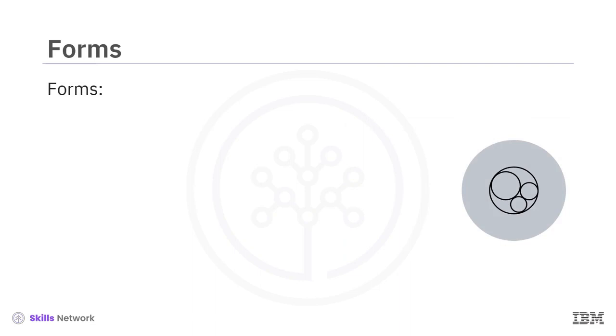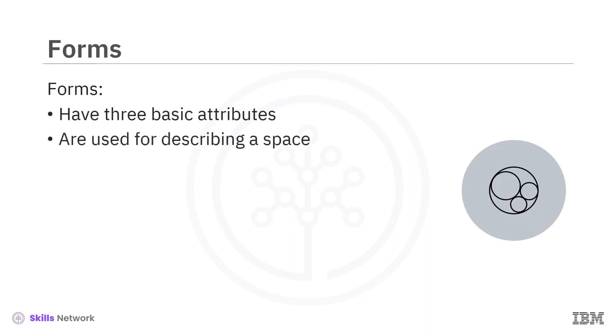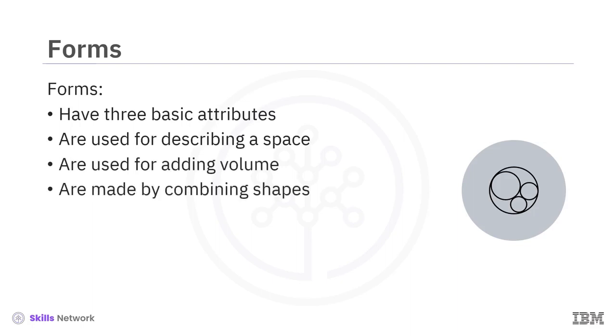The last basic element is form, which tends to be 3-dimensional. Forms have 3 basic attributes. These include height, width, and depth. The objective of using forms in visual design is to describe space or to add volume to something. Forms can be made by combining 2 or more shapes together, which could also contain different textures, tones, and colors.